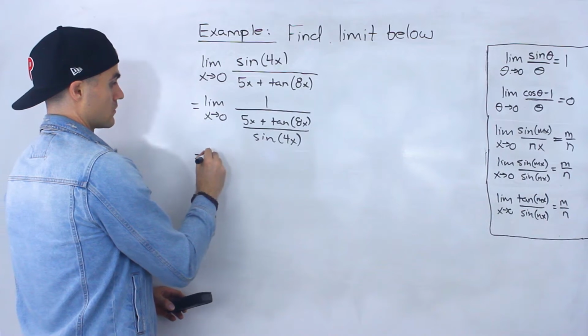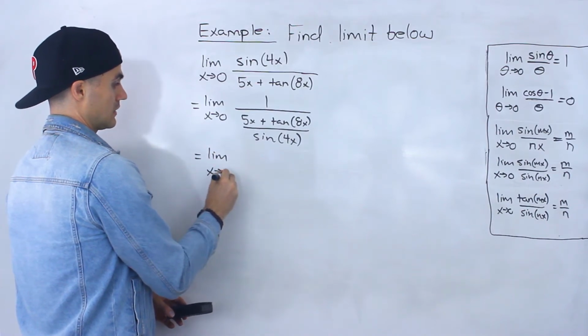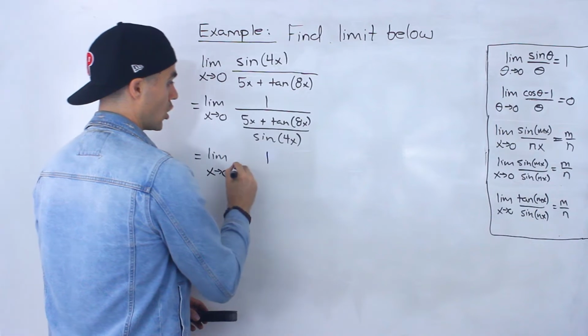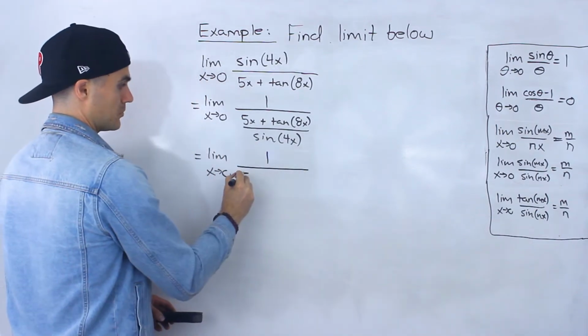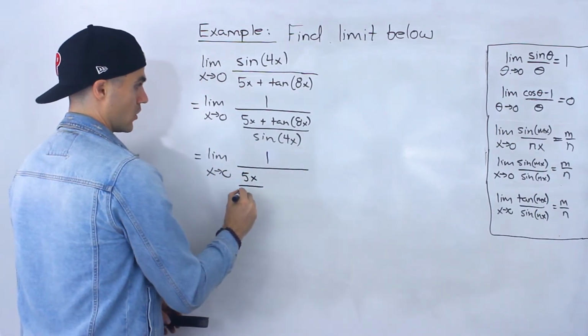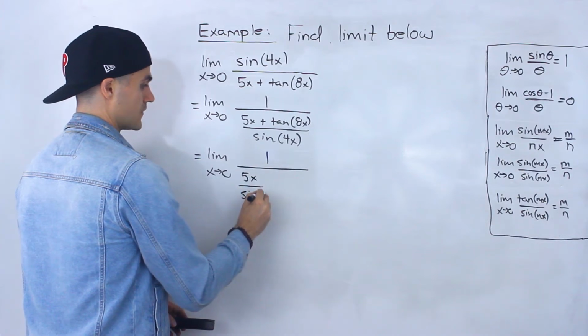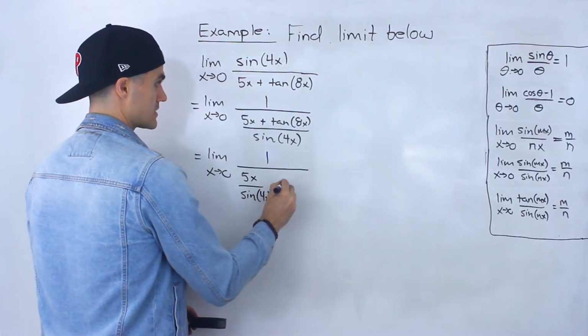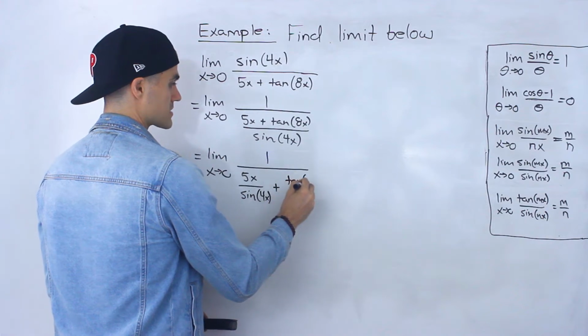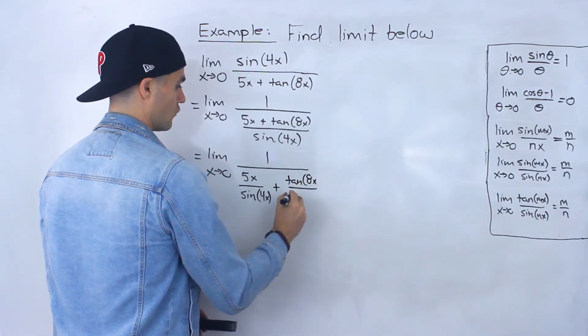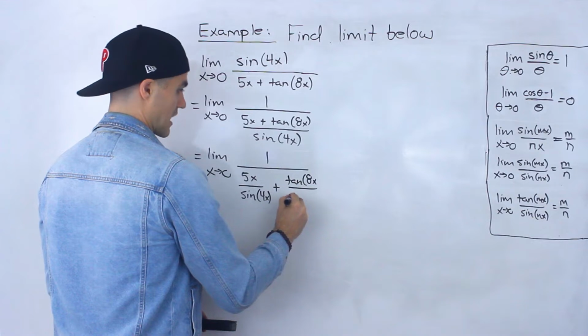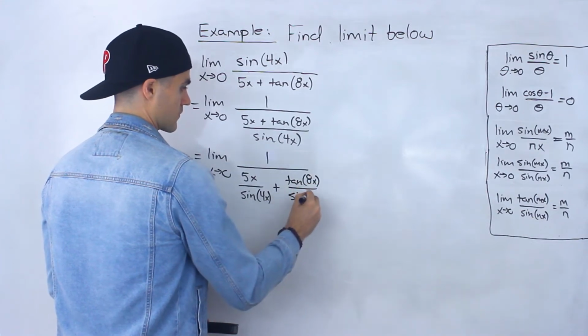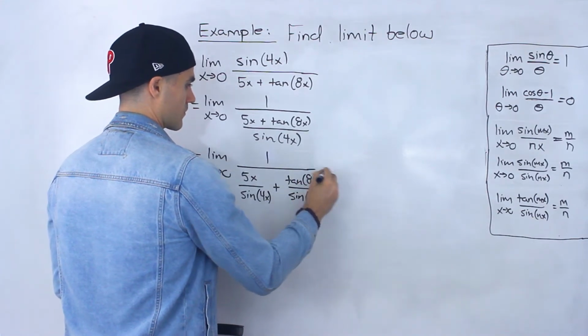So now the next line is going to be limit as x approaches 0 of 1 over, I'm going to put this 5x over the sine 4x plus the tan 8x over the sine 4x. Like that.